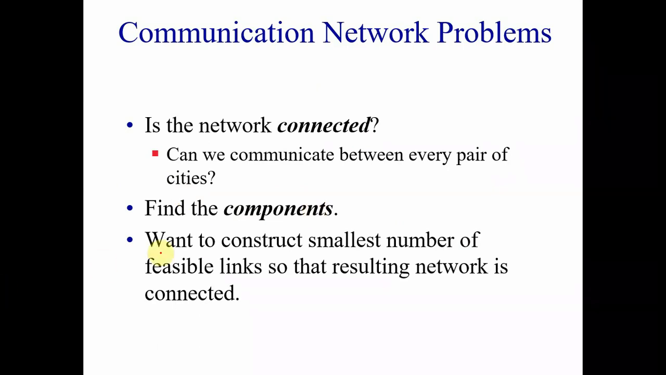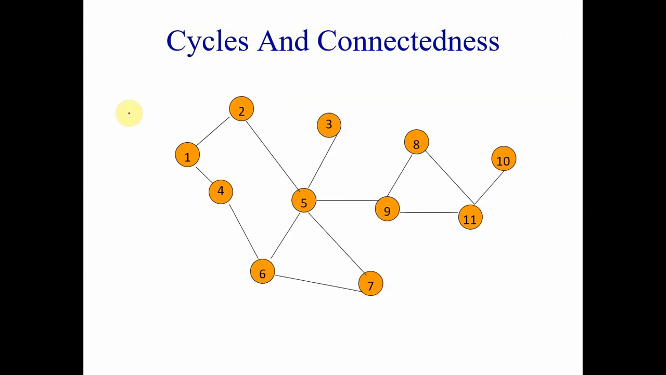We also want to construct the smallest number of feasible links so that the resulting network is connected. So it is some sort of design problem. How can we think about this problem? First of all, we would like to think about cycles. As you can see, 1, 2, 5, 6, 4 forms a cycle. Now remember, it's not a component, but a cycle.